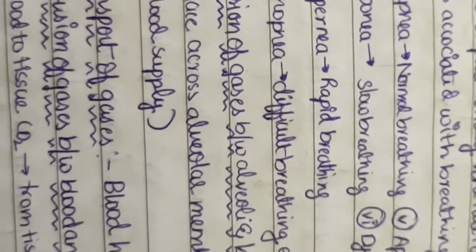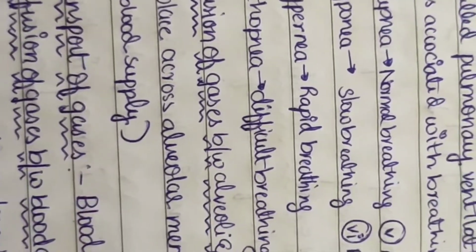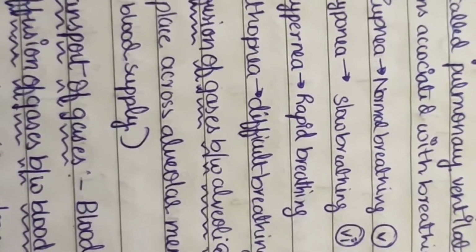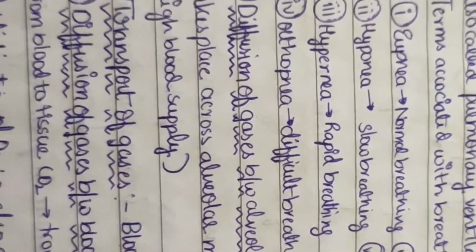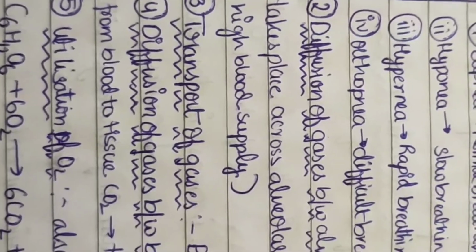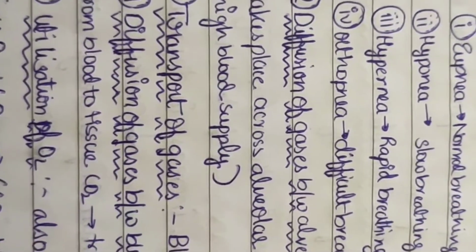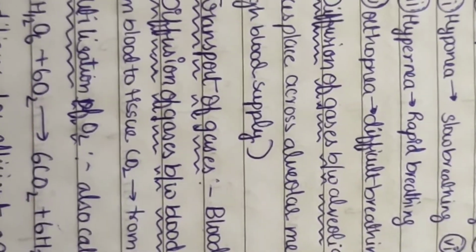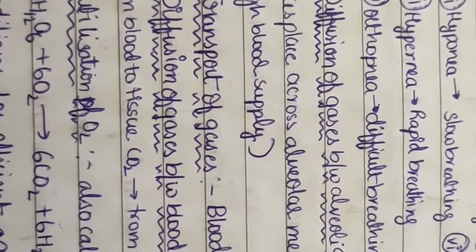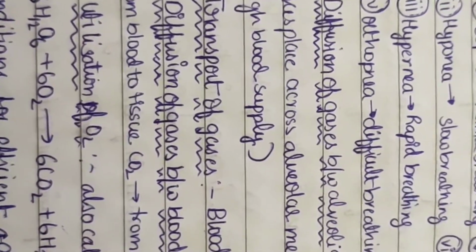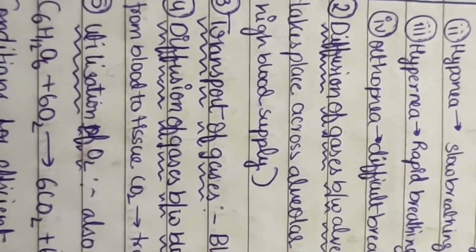Now diffusion of gases between alveoli and blood. Diffusion takes place across the alveolar membrane, which is thin and has a high blood supply. When the tissue is very thin, the diffusion will be high. Then transport of gases. Blood helps in transport. Then diffusion of gases between blood and tissue. O2 goes from blood to tissue. Then CO2 will diffuse from tissue to blood.